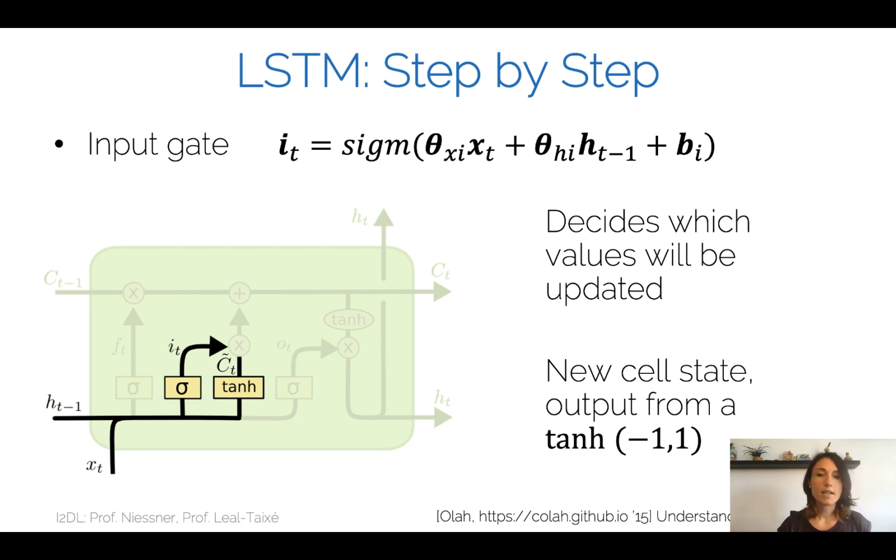And remember that tanh outputs values ranging between -1 and 1, and therefore you can subtract or add information to the cell state. And this input gate is going to interact with the cell state with a summation, so adding or subtracting information and updating the values of the cell state according to the input.